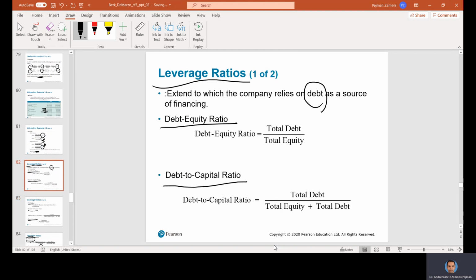Another category is leverage ratios, which measure the extent to which the company relies on debt as a source of financing. Because one source of financing is equity, another one is debt. But for the debt, you have an obligation because you need to pay the interest and the principal to the creditors and the bank. Okay, debt to equity ratio is total debt divided by total equity, and debt to capital ratio is total debt divided by total equity plus total debt.